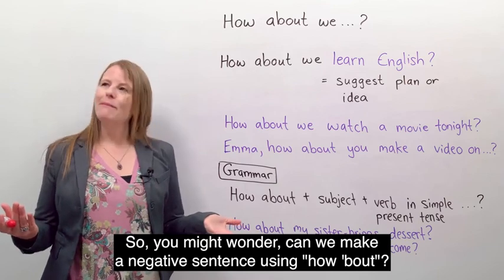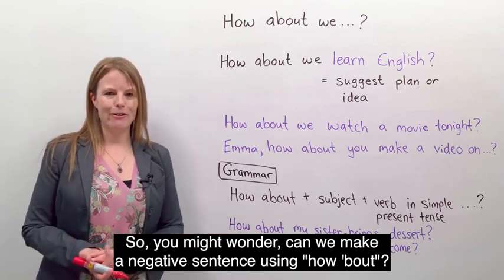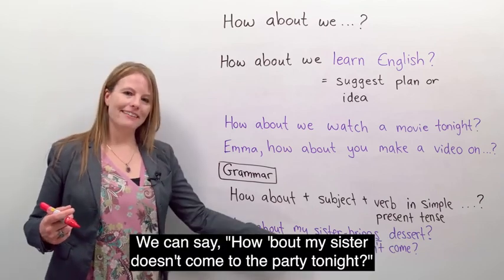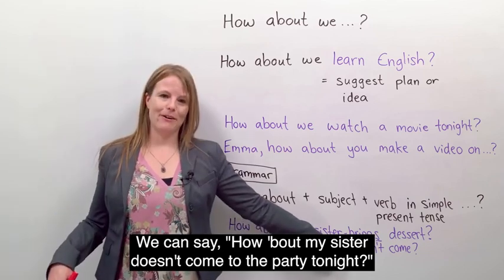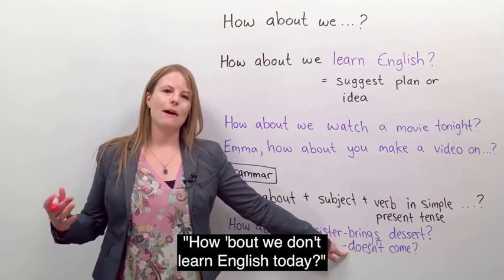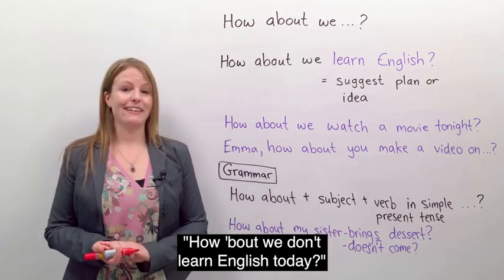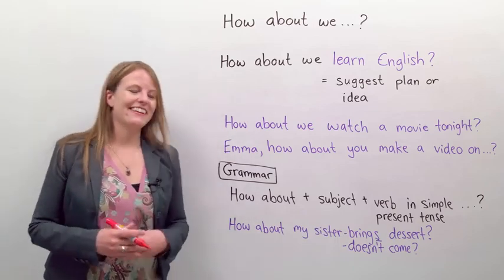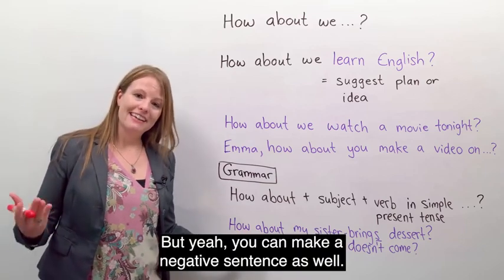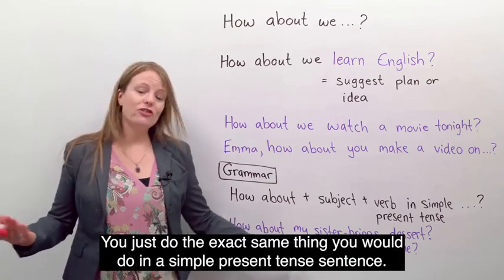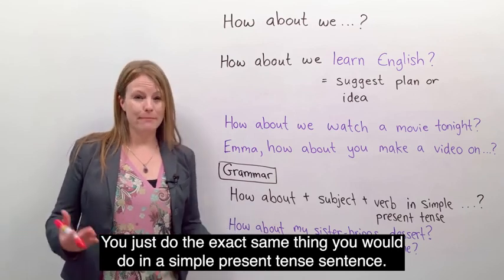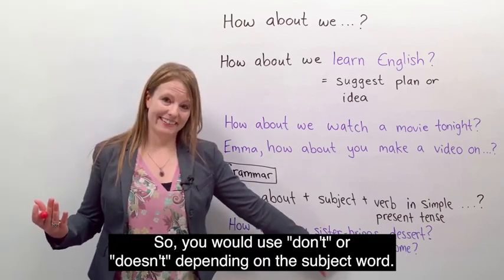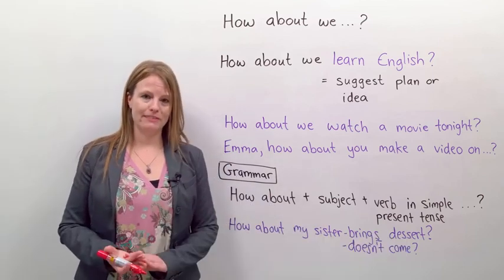So you might wonder, can we make a negative sentence using how about? We sure can. We can say, how about my sister doesn't come to the party tonight? How about we don't learn English today? No, I want to learn English, or I want to teach English. But yeah, you can make a negative sentence as well. You just do the exact same thing you would do in a simple present tense sentence. So you would use don't or doesn't, depending on the subject word.